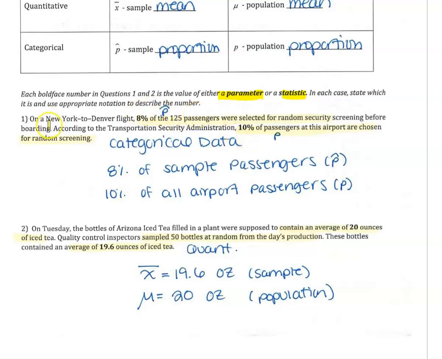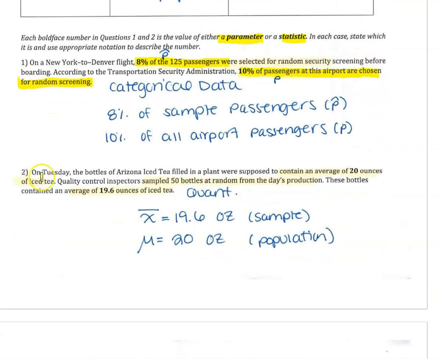So like for number 1, on a New York to Denver flight, 8% of 125 passengers were selected for a random security screening before boarding. According to the Transportation Security Administration, 10% of the passengers at the airport, so that's everybody, are chosen for random screening. So you're either chosen or you're not, so categorical data, it's either success or fail, you're in or out. This 8% of 125 is representing a sample of everybody at the airport. So that means this 8% is representing a P hat, and the 10% is representing everybody at the airport.